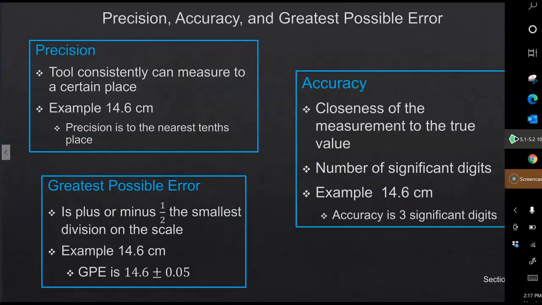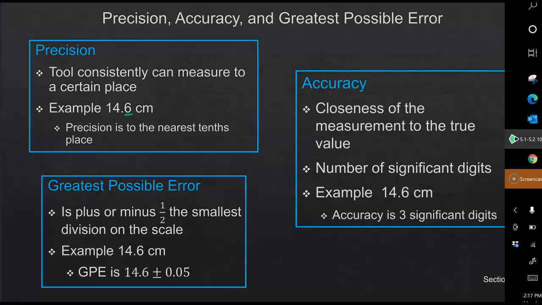I'll give you some examples of each one of these with precision. So on this one it says the tool consistently can measure to a certain place. In other words, in this case it can measure to the tenths place. The number on the right for significant digits is the 6, so it's precise to the tenths place for that reason.